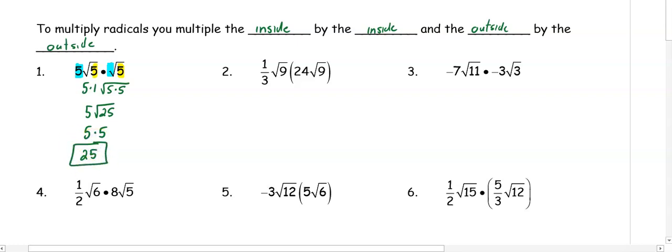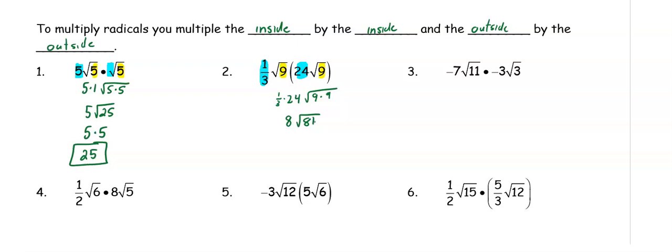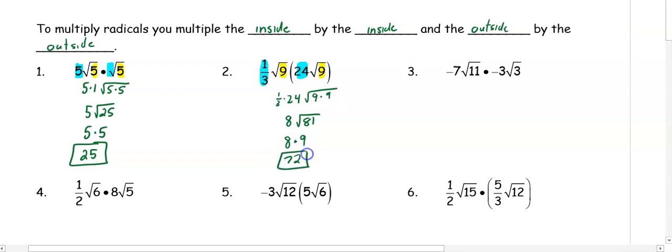In number 2, we have 1/3 root 9 times 24 root 9. So on the inside, we're going to multiply 9 times 9, and on the outside, we're going to multiply 1/3 and 24. So we have 1/3 times 24 root 9 times 9. 1/3 of 24 is 8, so we have 8 root 81. Now 81 is also a perfect square because the same number times itself gets us 81, and that number is 9. So we have 8 times 9, which is 72.